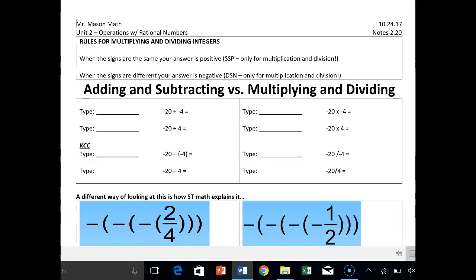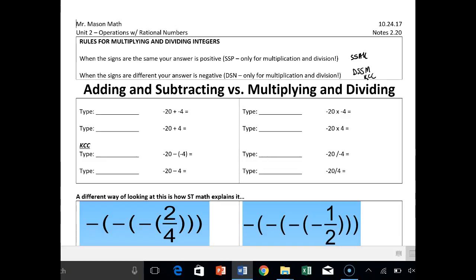So today we're finally doing the rules for multiplying and dividing integers. These are different than adding and subtracting. So first of all, here are the rules. When the signs are the same, your answer is positive. This is known as same signs positive. It's only for multiplication and division. So again, it's different than same signs add keep, which is for addition and subtraction. And then when the signs are different, your answer is negative. Different signs, negative, DSN. Again, only for multiplication and division, which again is different than the DSSM or the KCC we have for addition and subtraction.